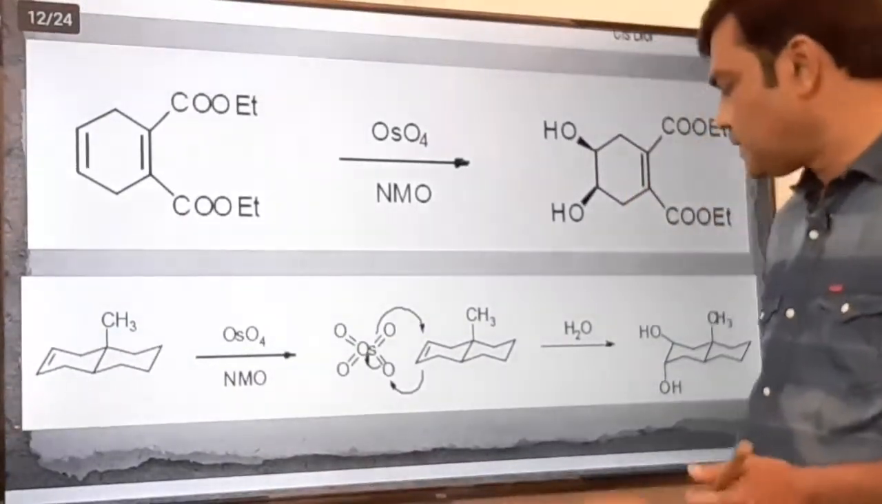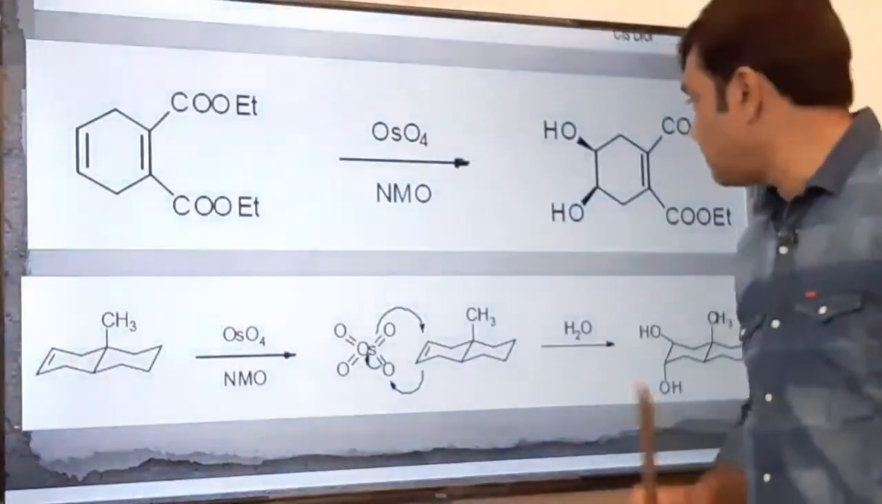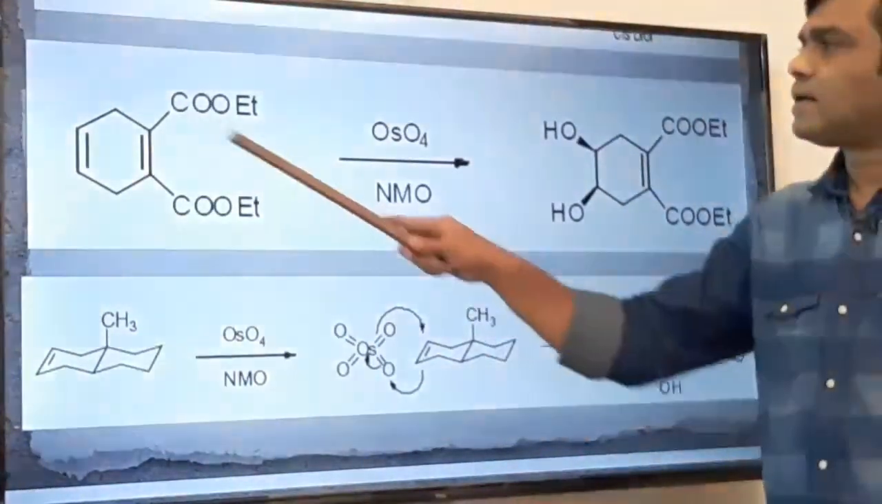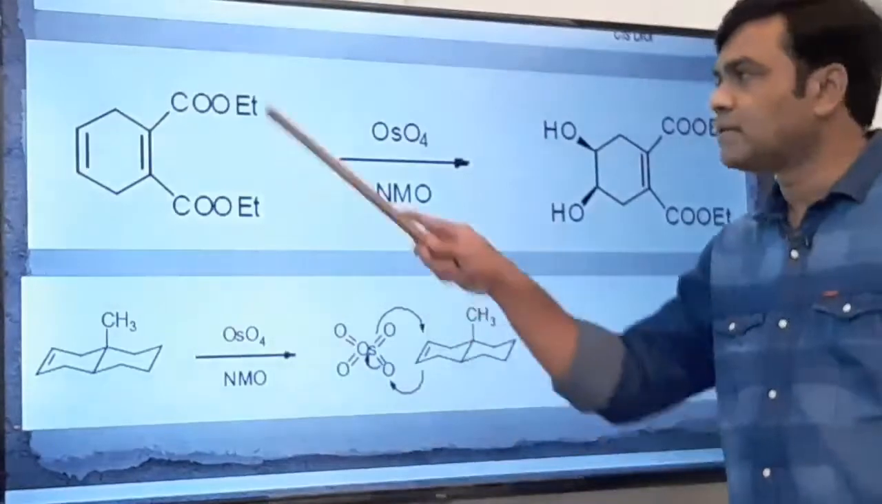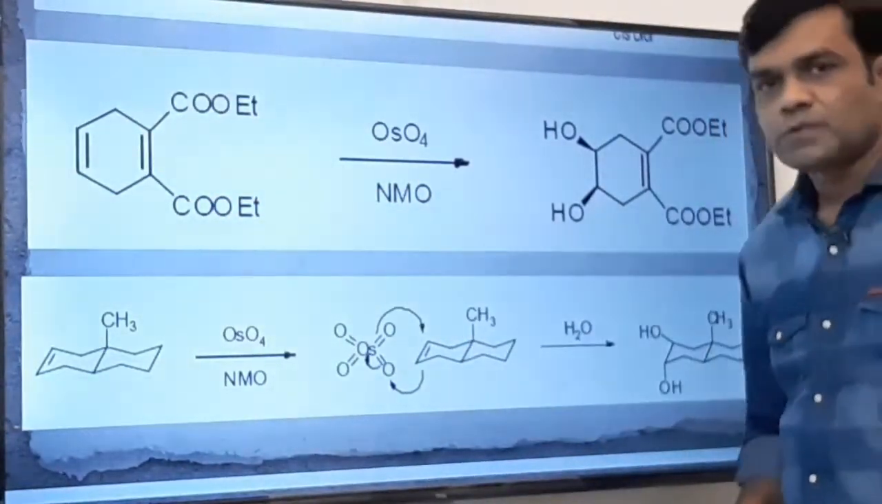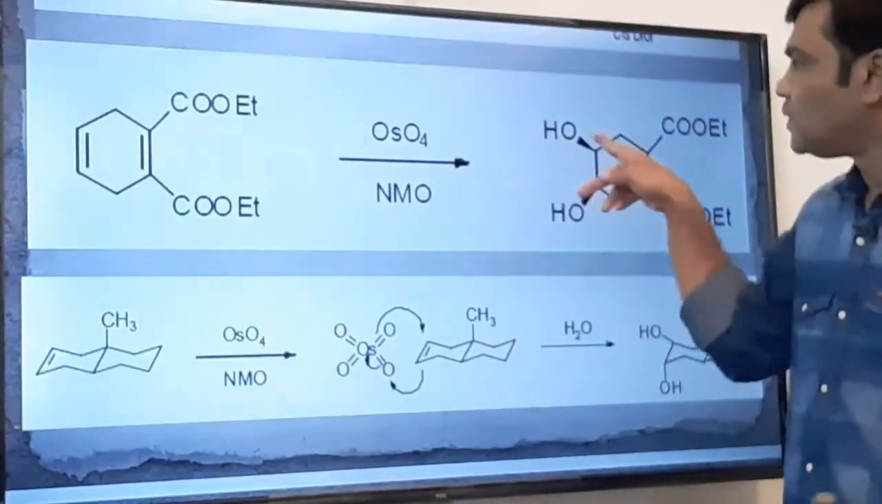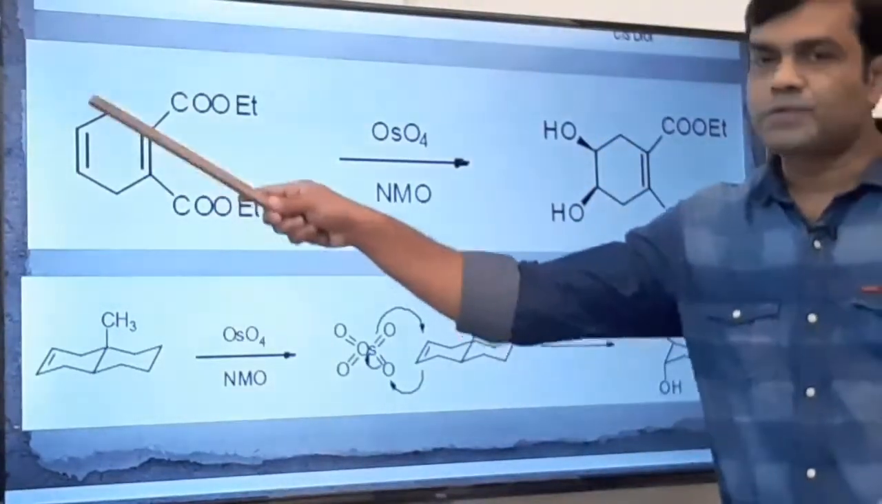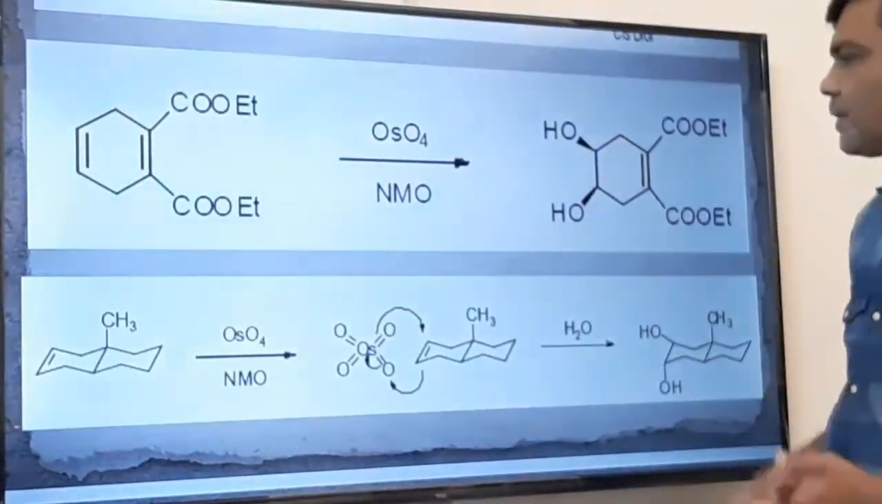In case of potassium permanganate, we have discussed this example. Same is here. Here 2 carbon-carbon double bonds are there. One is substituted with 2 ester groups. Another has no substituent. So addition of 2 OH groups will take place on that unsubstituted carbon-carbon double bond.